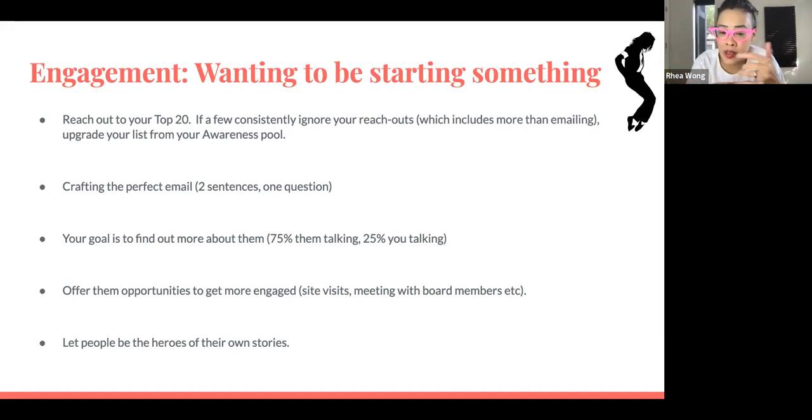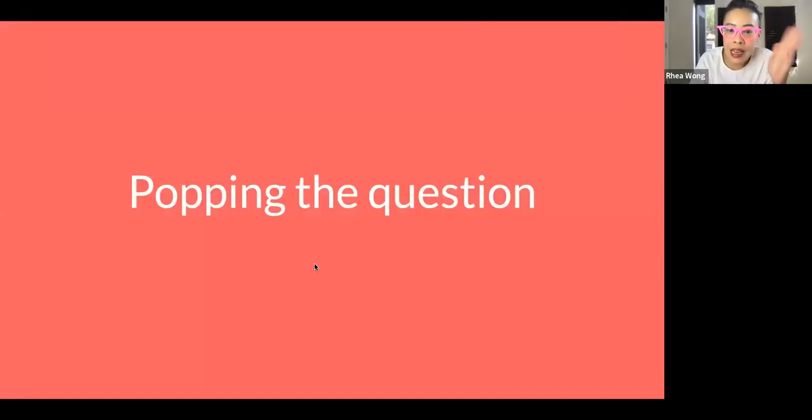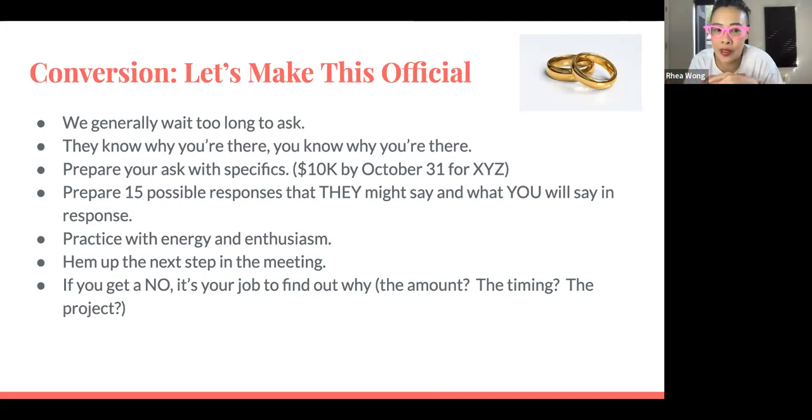That could look like site visits. It could look like meeting with board members. It could look like volunteering, et cetera. Again, let them be the heroes of their own story. Now, when it is time to pop the question, when it is time to get to that 2% of solicitation, here are a couple of key things.